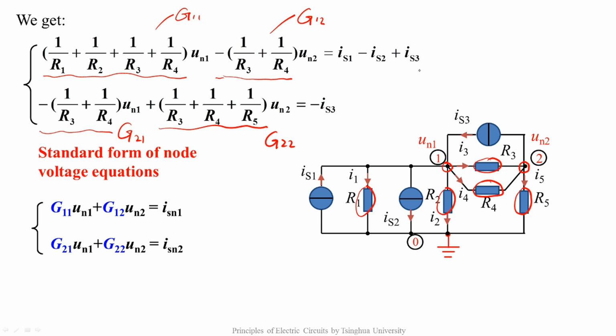For the right part, we have IS1 minus IS2 plus IS3. IS1 flows into, IS2 flows out of, and IS3 flows into node 1. Therefore, ISN1 is the sum of the current sources flowing into node 1. While for ISN2, because IS3 flows out of node 2, adding a minus also represents the sum of the current sources flowing into node 2.